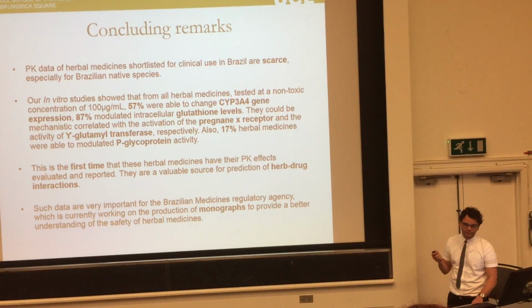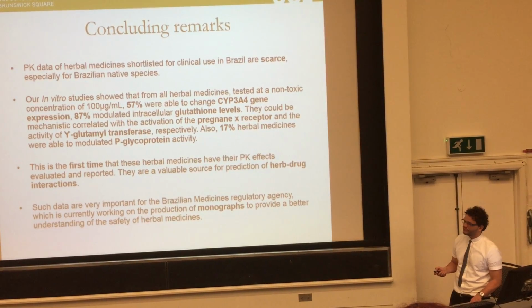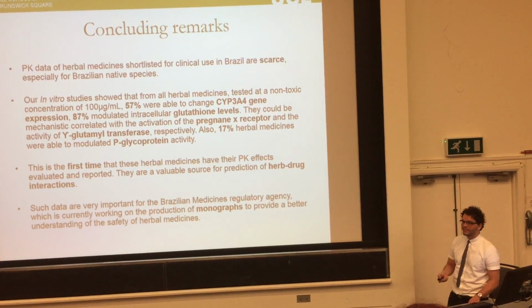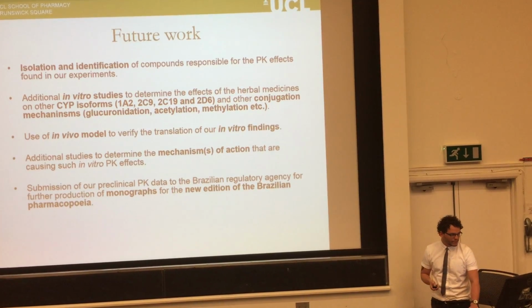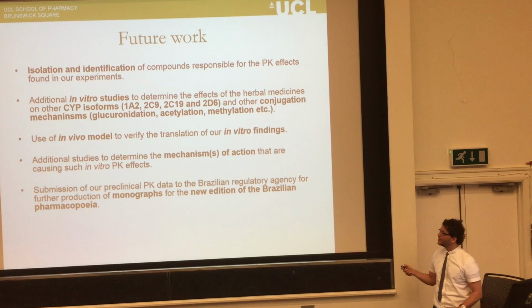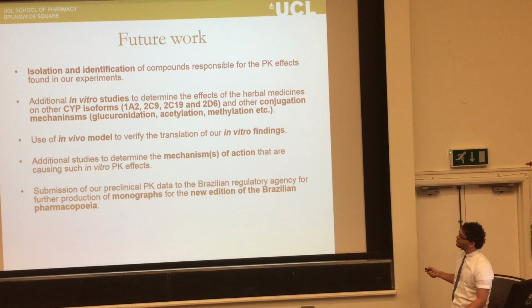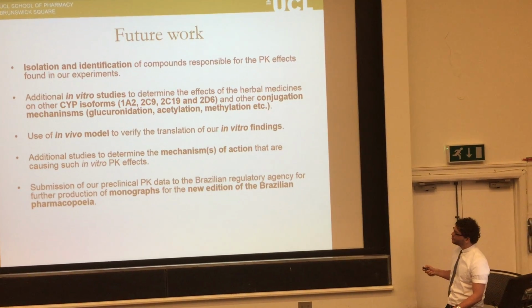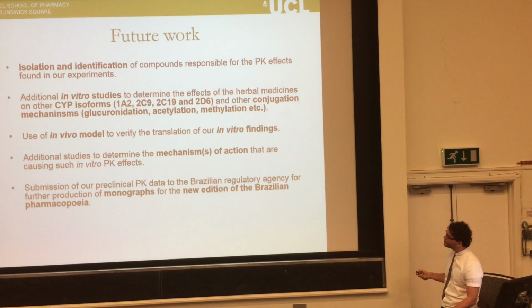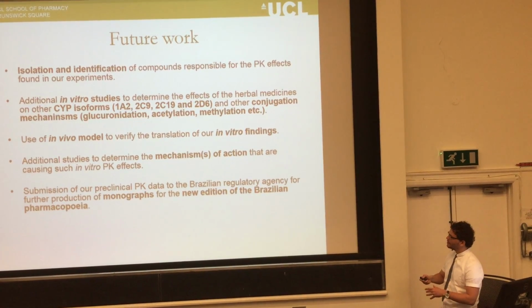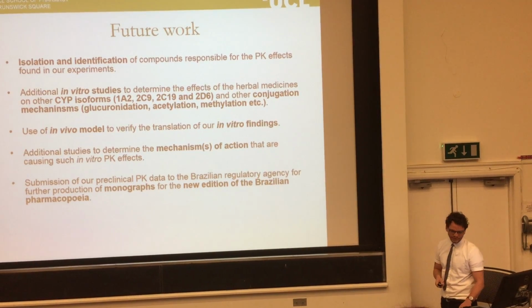This is the first time that those pharmacokinetic effects are reported, and our data can be used for the elaboration of monographs of those herbal medicines in Brazil that can eventually be put into a new version of our Brazilian pharmacopoeia. For future work, we need to do isolation and identification of the compounds responsible for those effects, more studies on the CYP isoforms and other phase 2 metabolism mechanisms as well, translation of in vitro to in vivo models, and checking if those effects were caused by other mechanisms of action that are not only those that we researched.